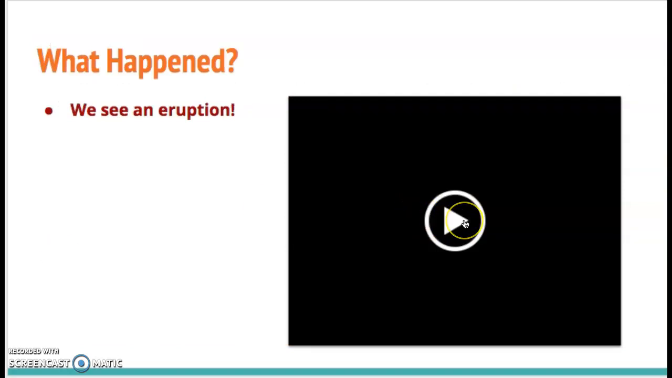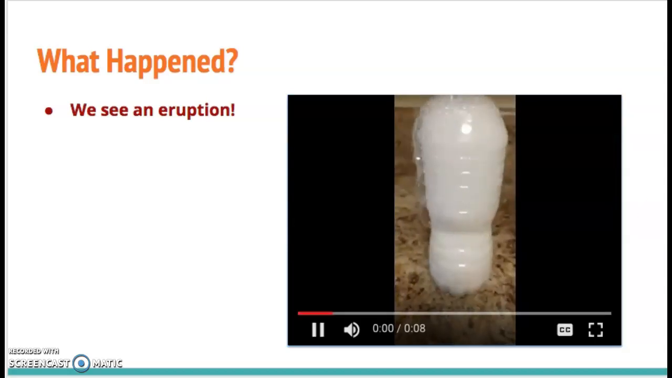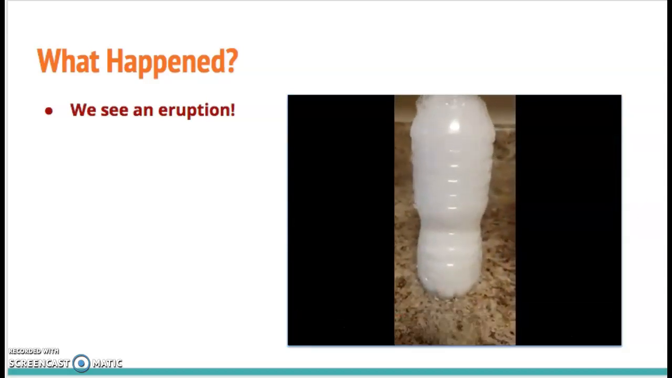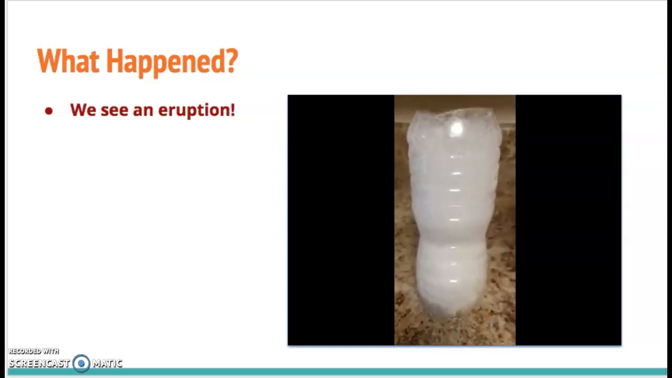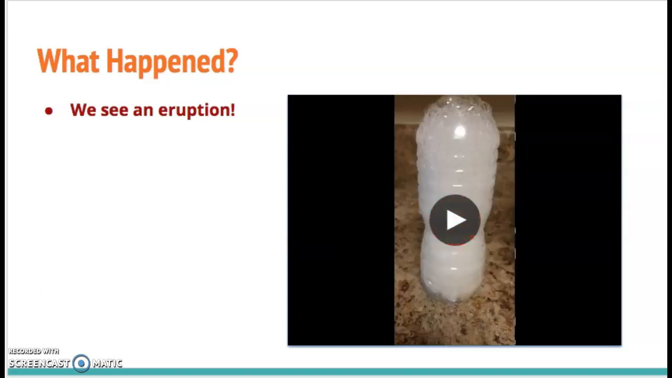So after I added all of the ingredients, this is what eventually happened. We see it foaming over and bubbles piling up and going over the top of the lid of the bottle.